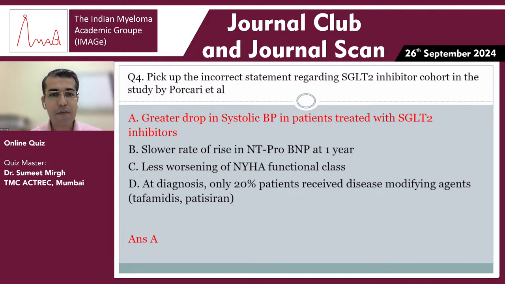There was, yes, a slower rate of rise in NT-proBNP, lesser worsening of NYHA classes, and hardly 1 out of 5 patients actually received disease-modifying agents, which means tafamidis, patisiran. During the course of treatment, 20% more were added disease-modifying agents, but at diagnosis, only 1 out of 5 received disease-modifying agents. But in spite of that, the SGLT2 inhibitor cohort did well with respect to benefit and mortality. The correct answer here is answer A. The last one.